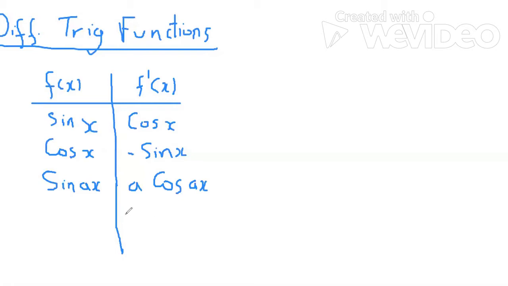Yes, sir. If we differentiate cos ax, what happens? The a is going to come outside. But you know, when we differentiate cos, we get a negative, so it'll be negative a sine ax. Alright?